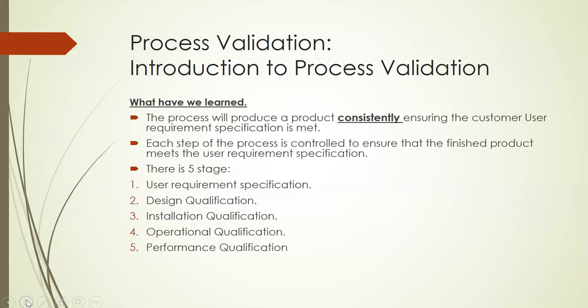What have we learned? A process validation will ensure that a product is consistently made. Each step of the process is controlled to ensure an output that will satisfy the customer. We discussed the five main stages to achieve process validation. Determine the user requirement specification. Design the overall validation. Installation qualification: is the equipment installed correctly and working? Operational qualification: adjust the input parameters to ensure the correct output. Performance qualification: can the process consistently produce product to meet the customer requirements?